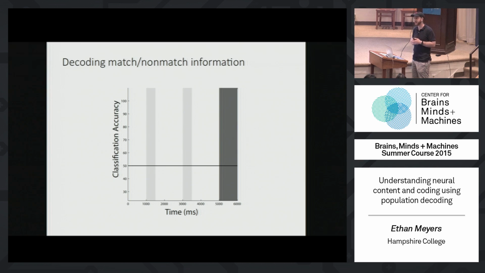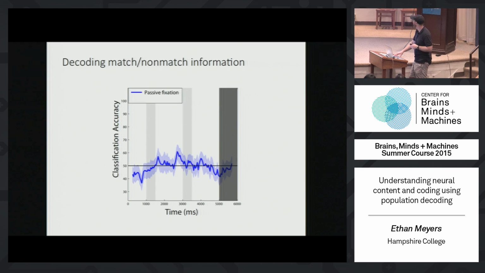OK, I'd say it's about a 50-50 split. So let's look at the passive fixation task. What we find is that there really wasn't any information, so there's no blue bar down here. As far as decoding could tell, I cannot tell whether the two stimuli match or do not match in the passive fixation task. OK, what about in the active delayed match to sample task?